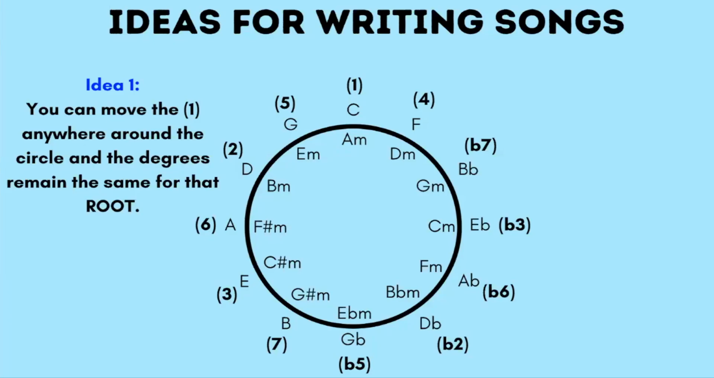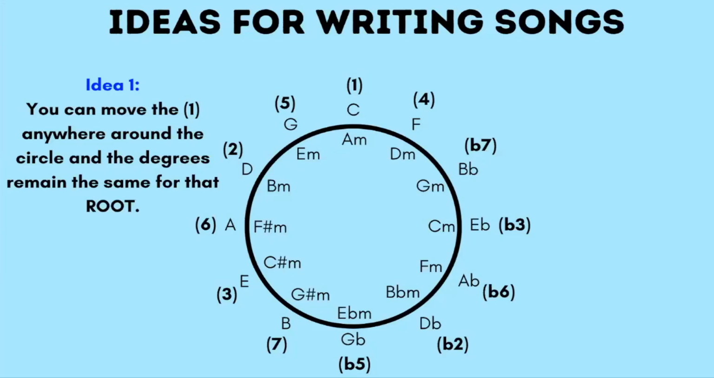So idea one is you can move the one anywhere around the circle and the degrees remain the same for that root. We already talked about this. In other words, you can rotate the circle with the letters, or the numbers stay the same, or you can rotate the numbers and the letter circle stays the same. This is just to change keys and play around with different keys. So you could take a progression and it's like transposing.